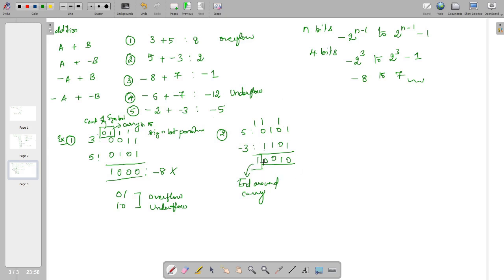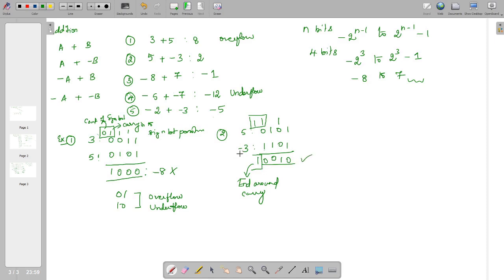Now, to check whether the answer we got is right, I said that we have to check the carry into the sign bit position and the carry out of the sign bit position. So carry into the sign bit position is 1 and carry out of the sign bit position is also 1, which means that they are the same. So if they are the same, then whatever result you have in the accumulator is the right result.